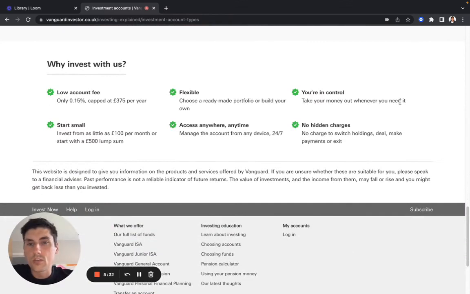In terms of Vanguard themselves, this is quite a helpful little 6-point list of why to actually invest with them. One of the things that I like is the low account fee. So the overall management fee, or account fee when you open an account, is 0.15% of the amount that you have invested.